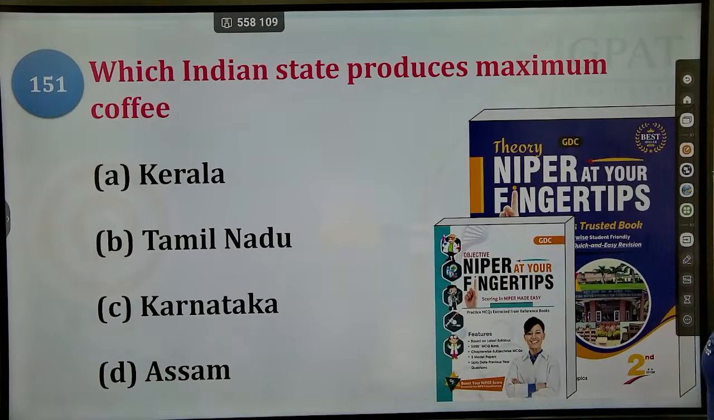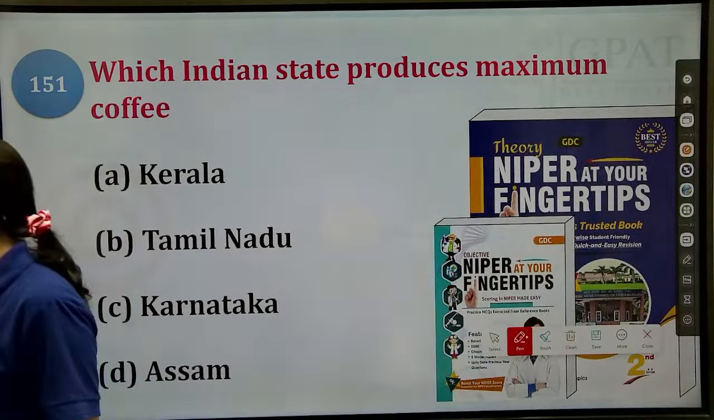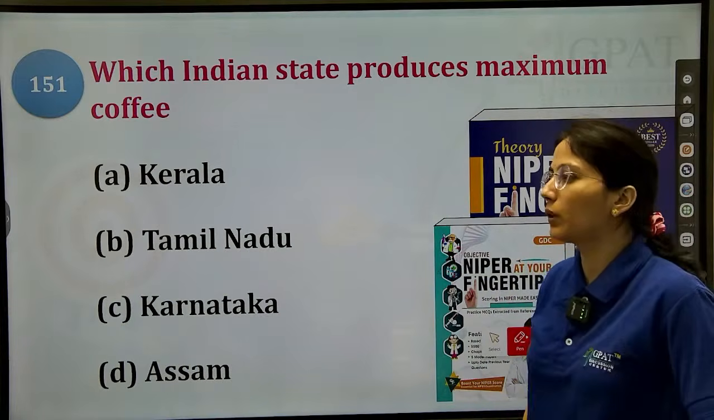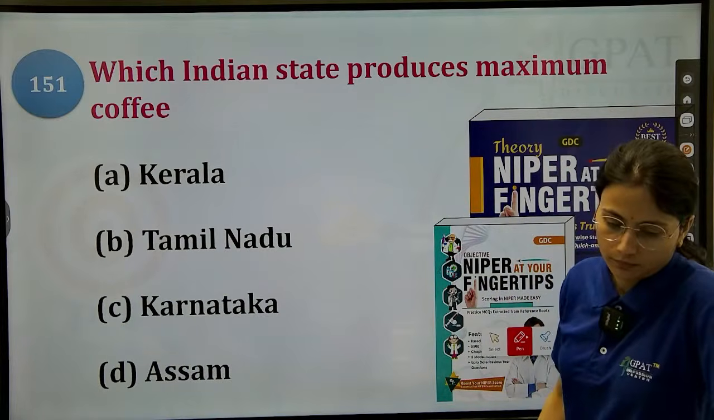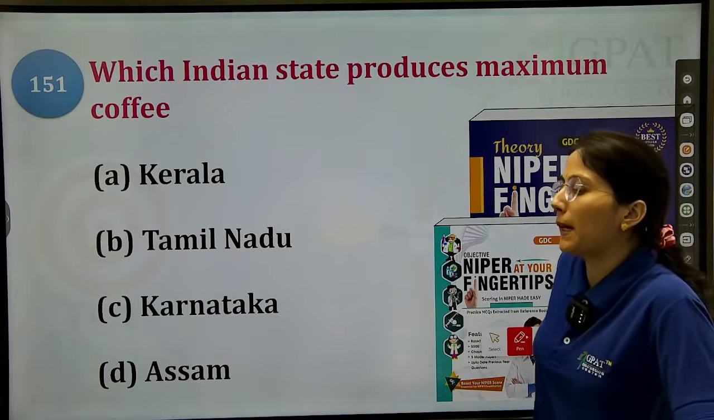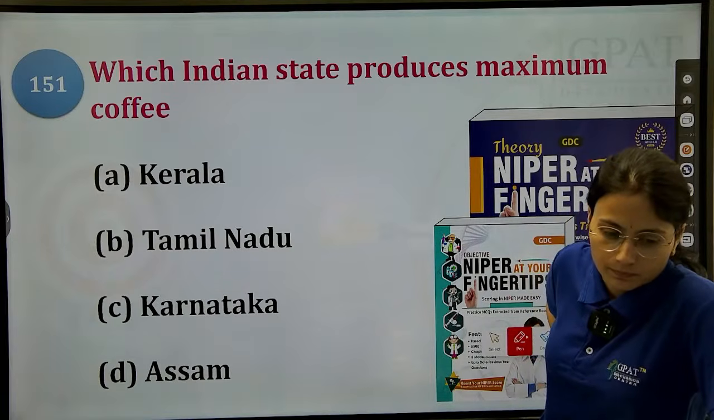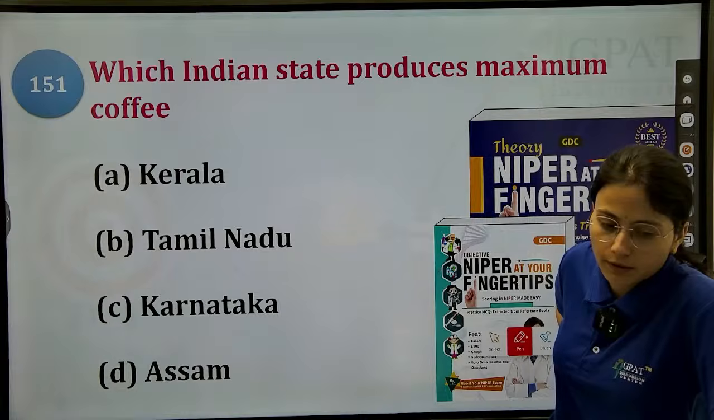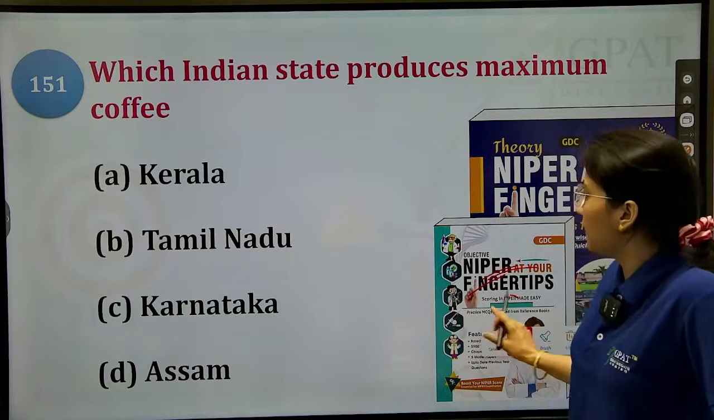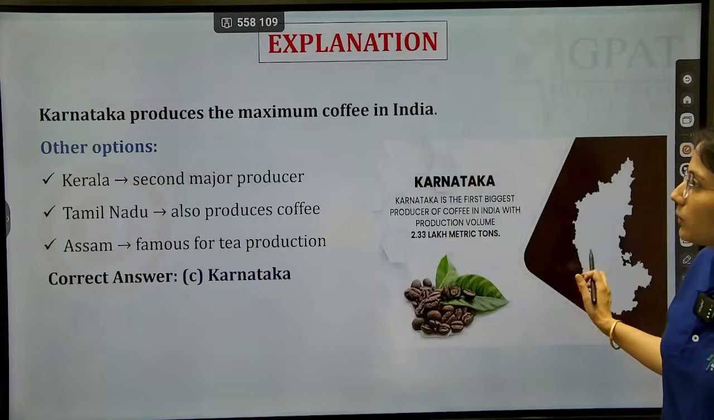Which Indian state produces the maximum coffee? Kerala, Tamil Nadu, Karnataka, Assam. Which state produces maximum coffee? That is Karnataka. Option C is correct. That is Karnataka. Now move to the next question.